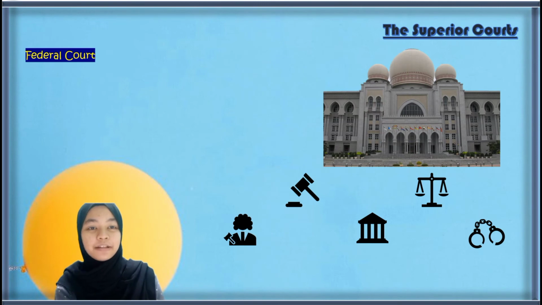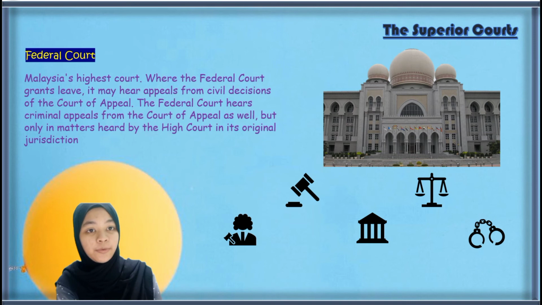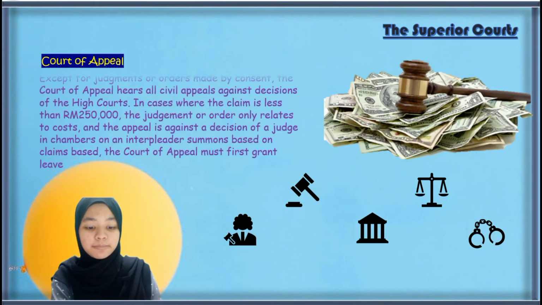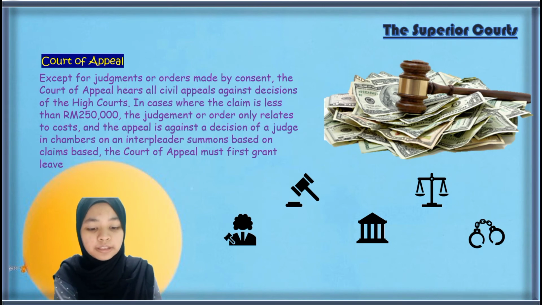Federal Court. Basically, the Federal Court is the Malaysian highest court, where the Federal Court may grant leave to hear appeals from civil decisions of the Court of Appeal. The Federal Court also hears criminal appeals from the Court of Appeal, but only matters that were heard by the High Court in its original jurisdiction. For example, where the case may have not been appealed from the subordinate courts, except for judgment or order made by consent, the Court of Appeal hears all civil appeals against decisions of the High Courts.